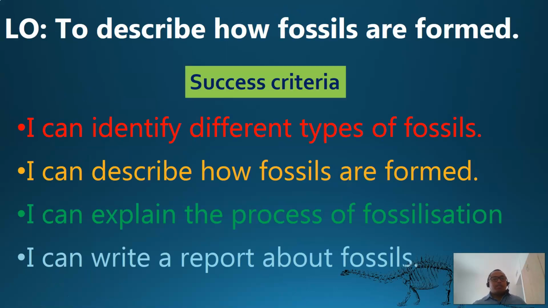Learning objective: to describe how fossils are formed. Success criteria: I can identify different types of fossils. I can describe how fossils are formed. I can explain the process of fossilization. And I can write a report about fossils.